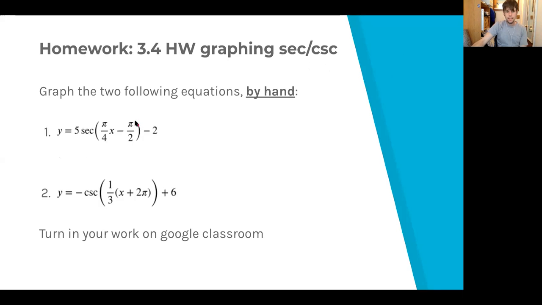The other thing is, especially this first one, if this is not factored out, you have to do that. You have to factor that b out and see what's left over. Because right now, this looks like a phase shift of pi over 2. It's not. We have to factor out that b and see what phase shift is actually left.